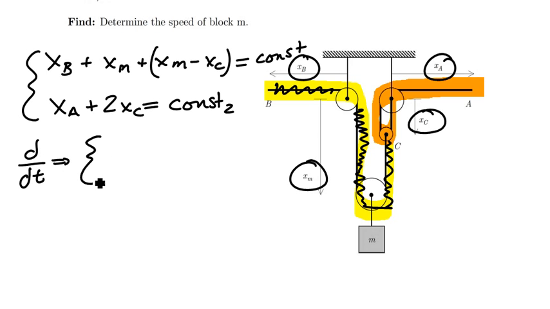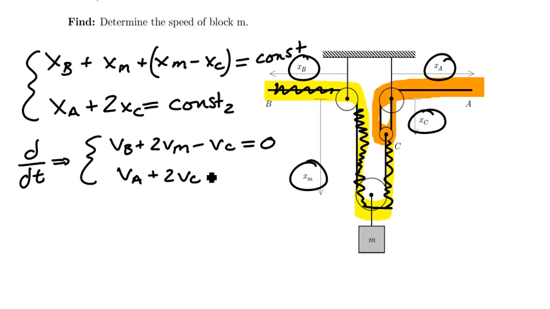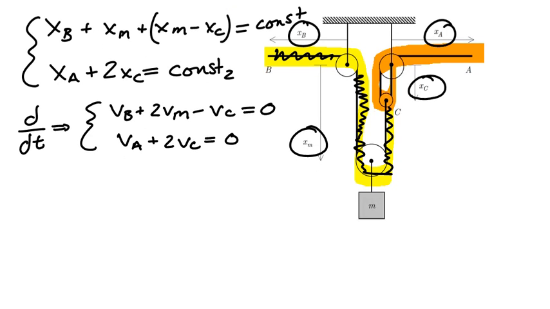Now if I take these two collective equations and take their time derivative, what I'm going to end up with here is from the first equation, VB plus 2VM minus VC is equal to 0. And from the second equation, I'll have that VA plus 2VC is equal to 0. Now at this juncture, you'll note that we're given in the problem statement information about VA, information about VB, but no information about VC. And so I'm going to try to rectify that by solving for VC.